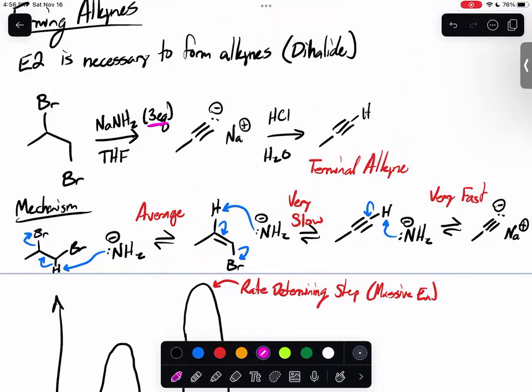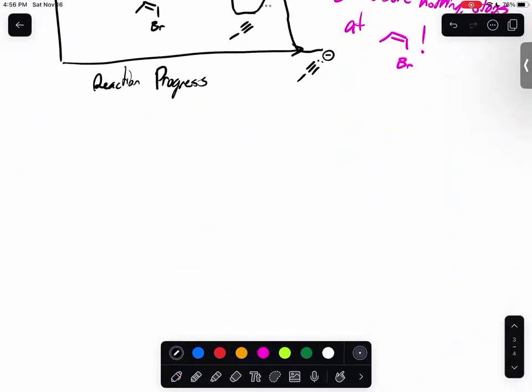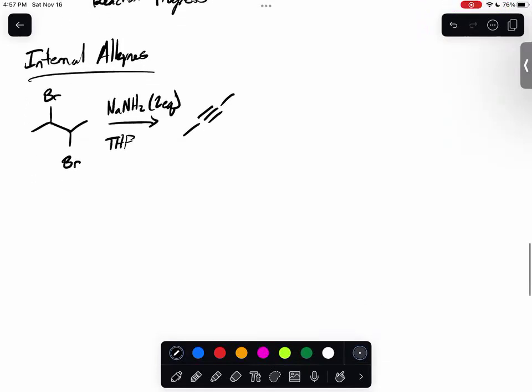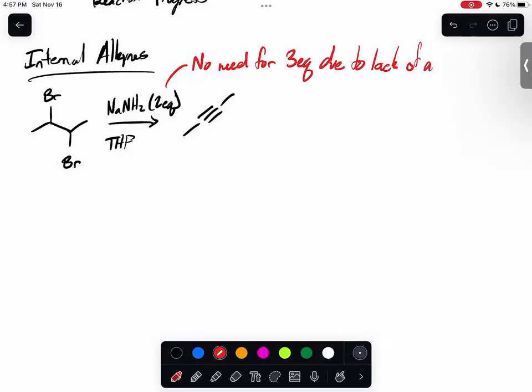But that's really not the only way that we can do this, because keep in mind that's for terminal alkynes, right? What about internal alkynes? Well, these are a bit more simple because these follow the general principles that you would expect. Say that you have something that looks like this, and you run it through and you just add two equivalents of sodium amide. Well, what you'll end up seeing is that we do indeed just make the alkyne, right? Because essentially, if there's no spot for this to get deprotonated in terms of having no acidic hydrogen, there's no need for more equivalents. So there's no need for 3 equivalents due to the lack of an acidic H.